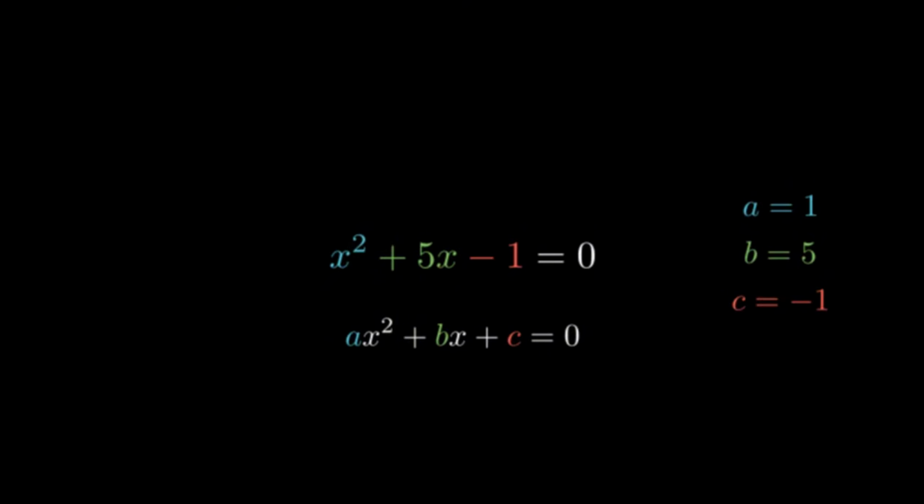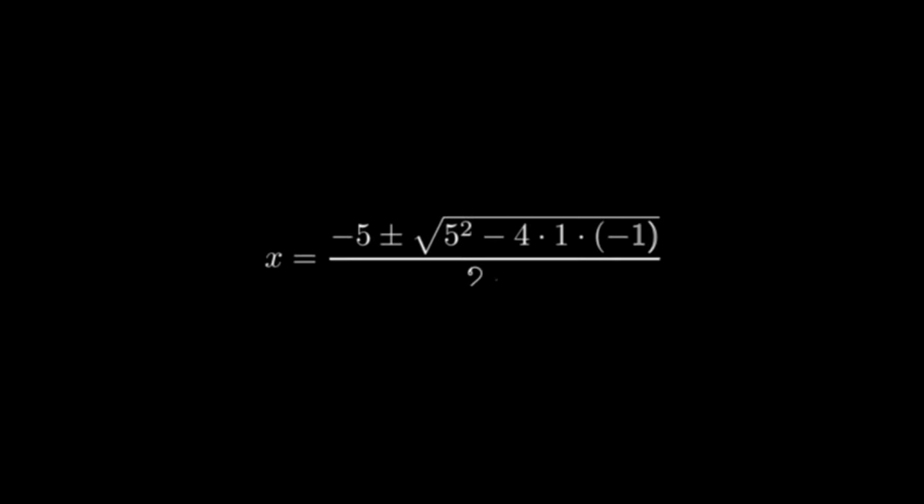Now that we've identified all three coefficients, a equals 1, b equals 5, and c equals negative 1, we have everything we need to apply the quadratic formula. These values will be substituted into the formula to find the solutions to our original equation. Now that we've identified our quadratic equation x squared plus 5x minus 1 equals 0, we've substituted our values into the quadratic formula. Here a equals 1, b equals 5, and c equals negative 1.